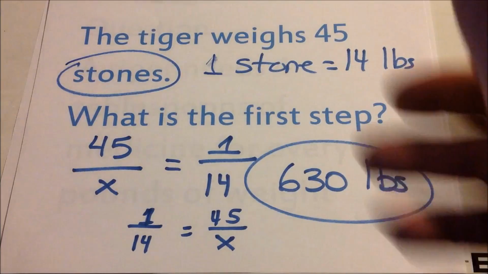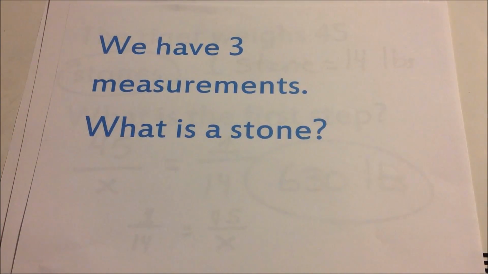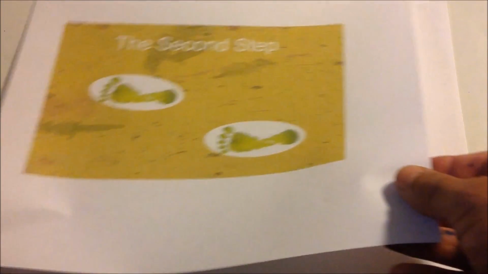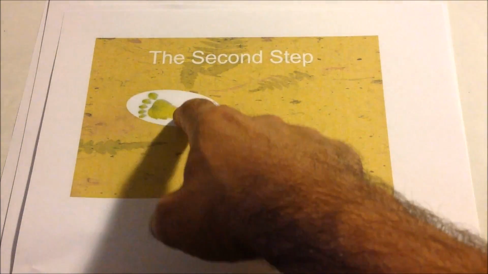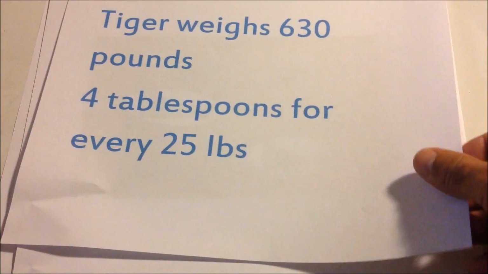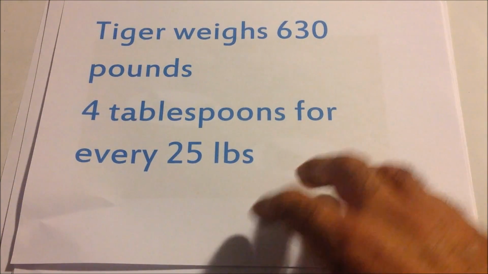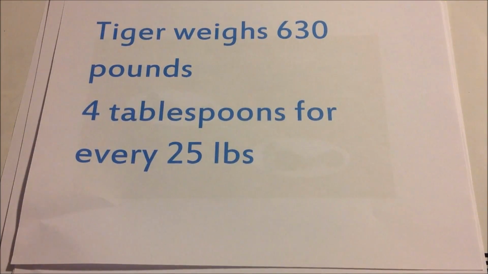So again, with this question, we had 3 measurements, and we found out what a stone was. A stone is 14 pounds. So now, the second step. What's the second step? And by the way, you can see by this human, he's not running too fast, so the tiger must not be chasing him. So the tiger weighs 630 pounds, and he's going to get medicine. He's going to get 4 tablespoons for every 25 pounds. So what is the next thing we need to know for the second step? Every 25 pounds he weighs, he's getting 4 tablespoons.